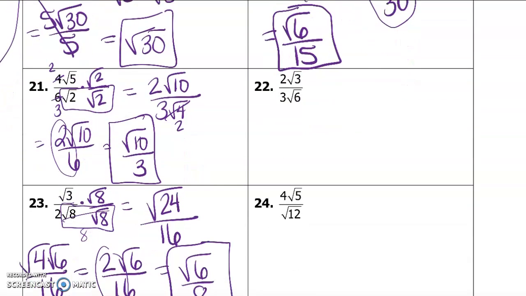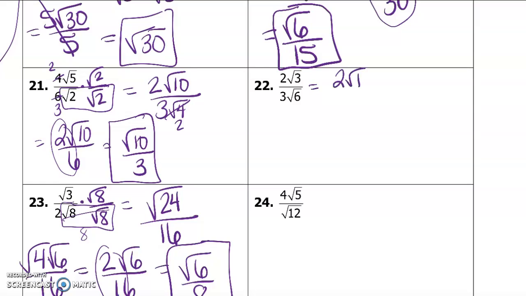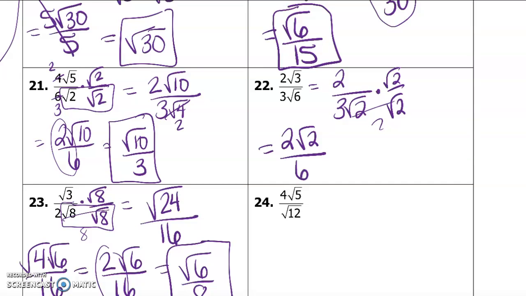22, again, you could go ahead and multiply by the square root of 6 right away. It's going to be easier if you simplify 3 over 6 to 1 over 2. So I'm going to have 2 square root of 1 over 3 square root of 2. I'm actually going to erase the square root of 1 because the square root of 1 is just 1 and we're timesing it by 2, so we don't need it. So then I have square root of 2 and square root of 2. Gives me 2 square root of 2 over 3 times 2 gives me 6. Simplify your 2 and 6 to give us square root of 2 over 3.